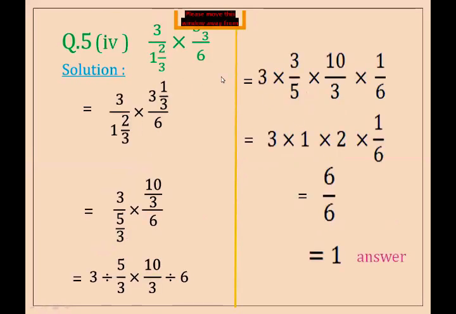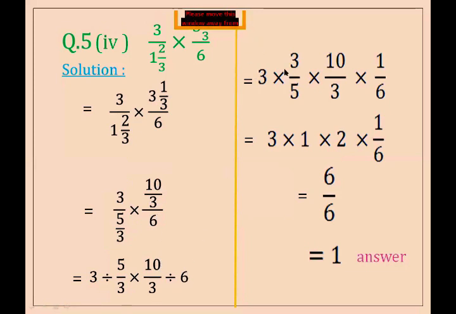Okay, this is part 4 from the same exercise. 3 upon 1 whole 2 upon 3 is multiplied by 3 whole 1 upon 3 upon 6. Now students, firstly we have to solve these mixed fractions. 3 ones are 3 plus 2, 5 upon 3. Here we have 3 3s are 9 plus 1, 10 upon 3. 3 is divided by 5 upon 3 and 10 upon 3 is divided by 6. So here we write 3 is divided by 5 upon 3 multiplied by 10 upon 3 is divided by 6.